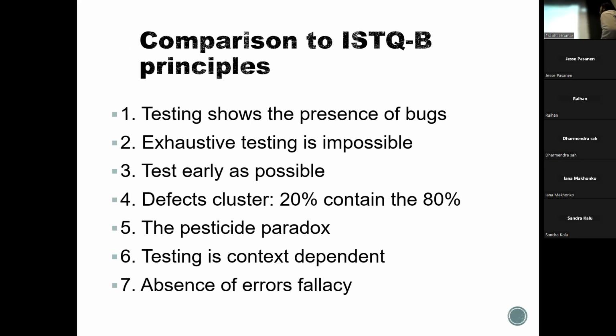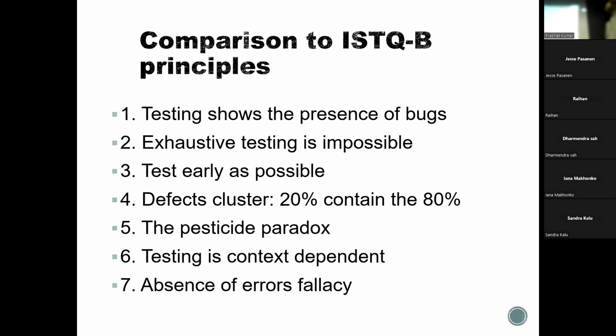And if I talk about the comparison to the ISTQB principles, the first point is testing shows the presence of bugs. It means testing is going to show you bugs, but it will not tell you the overall problem, right? Exhaustive testing is impossible. It is not always possible to test each module or function. So the best approach can be to test with the existing test cases on a relevant context, not on the whole context, because testing the whole software can be a problematic task.